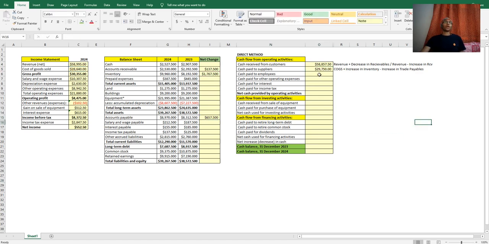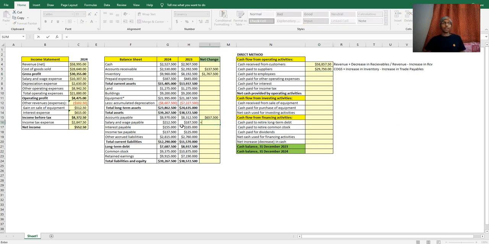Cash paid to employees. This is basically salary and wage expense adjusted for the change in salary and wage payable. So if the payable increases, you reduce that amount from the salary and wage expense in the income statement. If it reduces, then you add that amount.